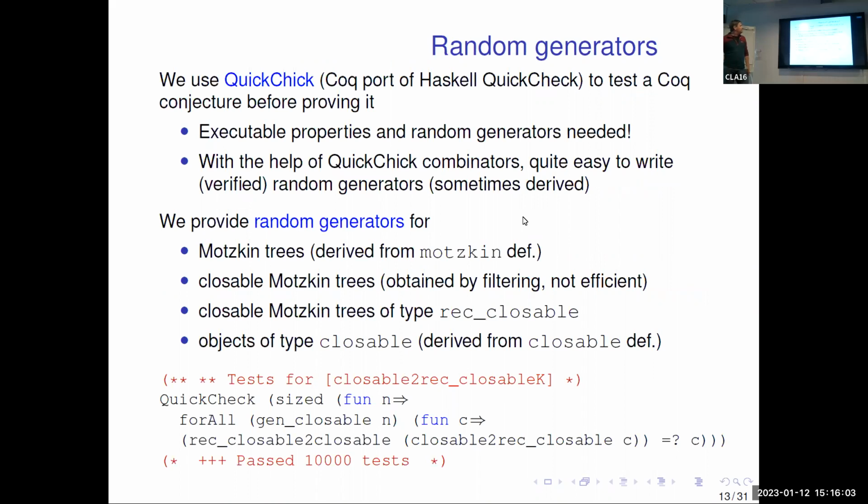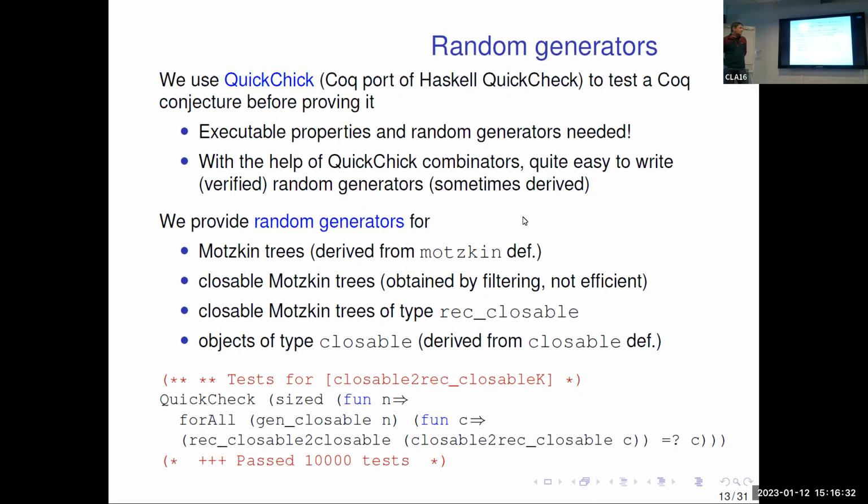To carry out this work, we use QuickCheck, which is a Coq version of Haskell QuickCheck, a way to test a code conjecture before proving it. There are some technical issues to be careful of, but it's very simple. We need executable properties, which means properties that compute Boolean values, not just statements in the way Coq usually deals with them.